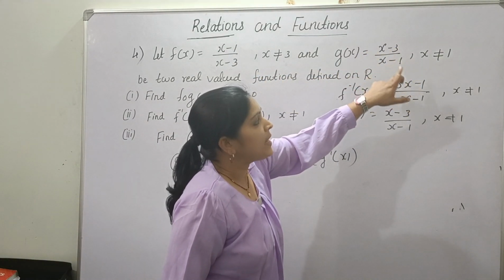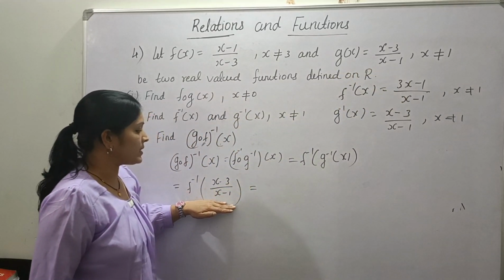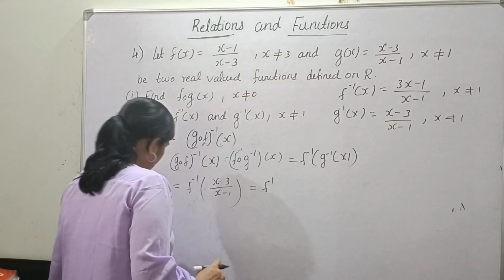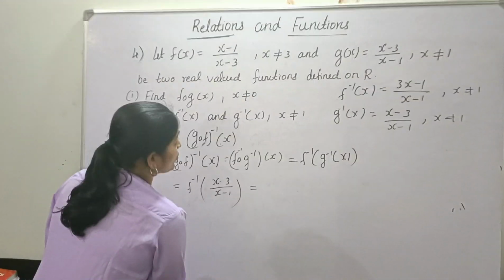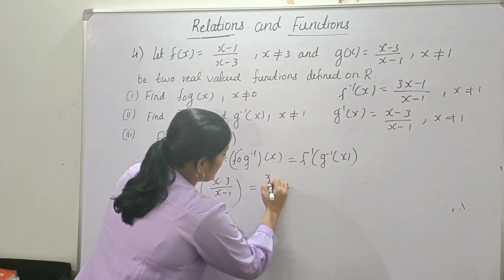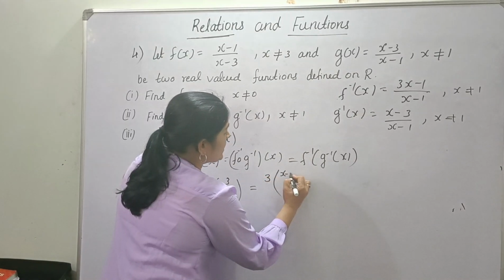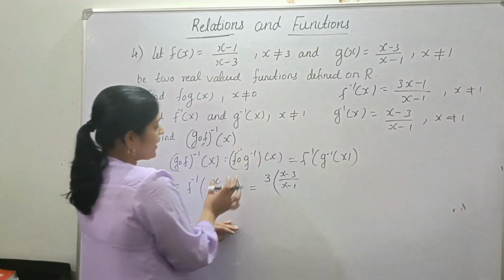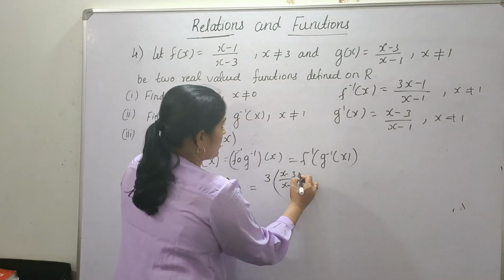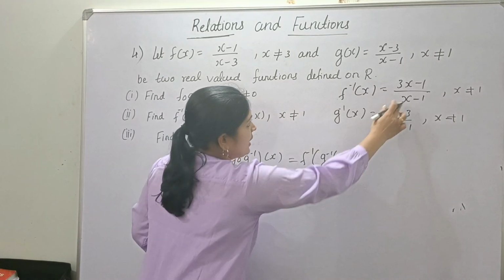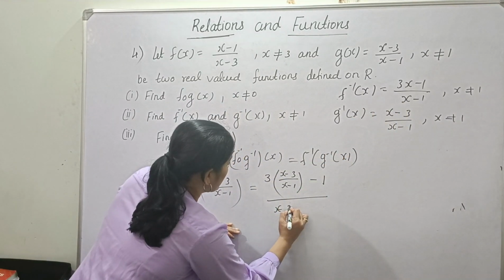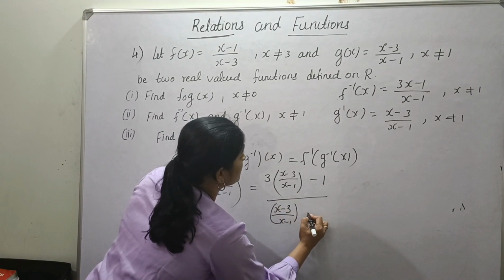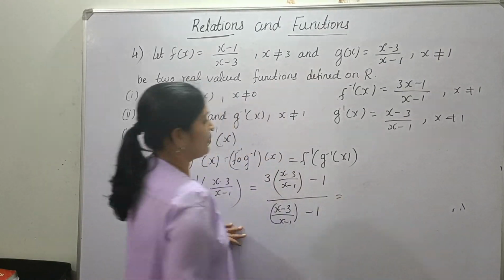So substitute x with (x minus 3)/(x minus 1). So f inverse of (x minus 3)/(x minus 1) is equal to 3 into (x minus 3)/(x minus 1). Replace x with (x minus 3)/(x minus 1), minus 1, divided by (x minus 3)/(x minus 1) minus 1, where here also x is (x minus 3)/(x minus 1). Now let us simplify.